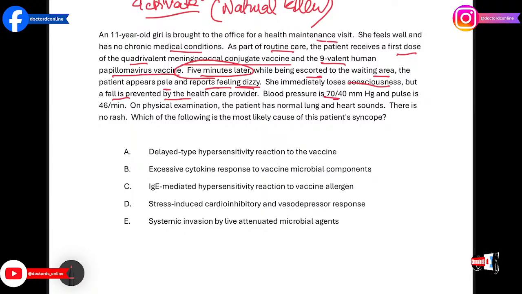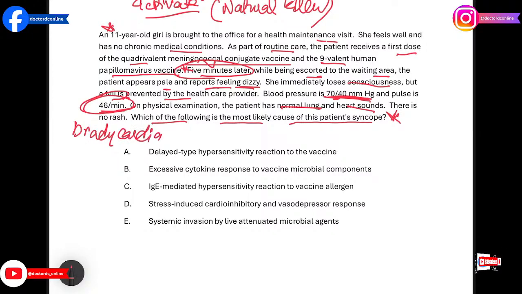Blood pressure is 70/40 and pulse is 46. On physical examination, the patient has normal lung and heart sounds. There is no rash. Which of the following is the most likely cause of this patient's condition? Okay. When you start reading this question, oh my god, it is a reaction. It's an anaphylactic reaction because it is happening within minutes, in which there is a decrease in blood pressure, feeling dizzy, unconsciousness, vasovagal. It has bradycardia.